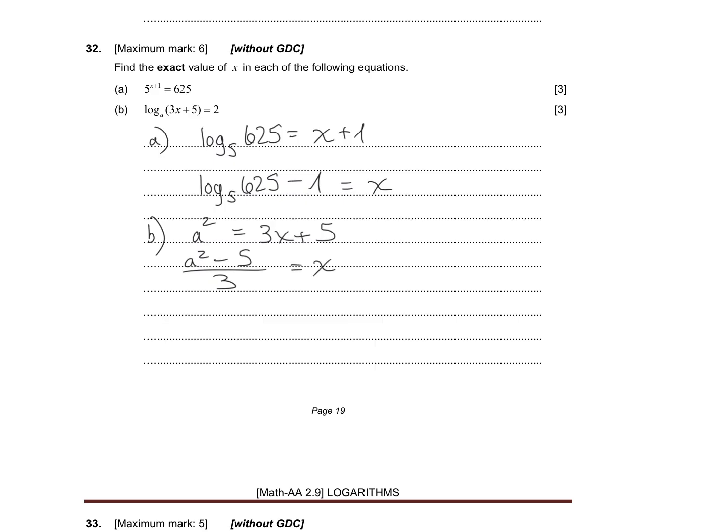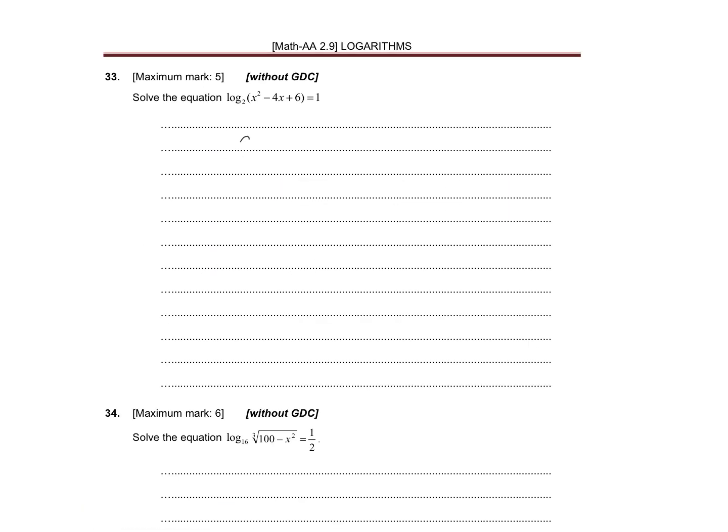Just looking in the answers, 5 to the 4th is 625. So this is going to be 4 minus 1, which is 3. So this one we'll write exponentially. 2 to the 1 is x squared minus 4x plus 6.